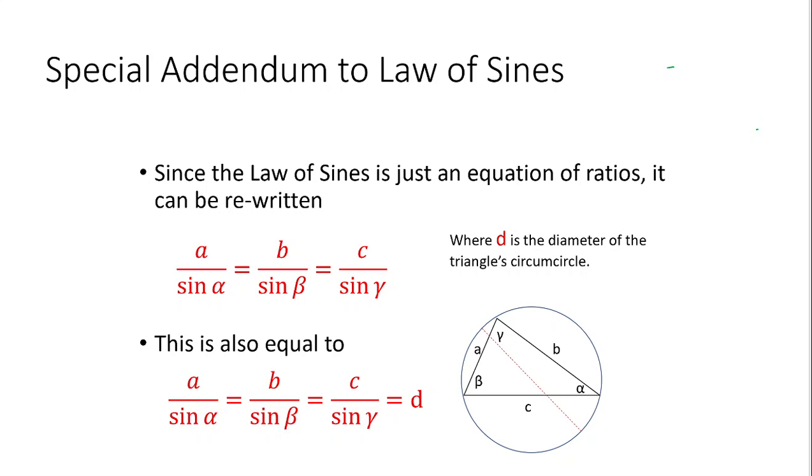Why would we want to know both ones? Well, if we have an unknown side length, it'd be better to use this one. If we had an unknown angle, it'd be better to use the other one, just because algebraically it's less manipulation.